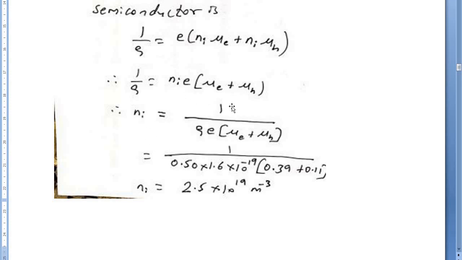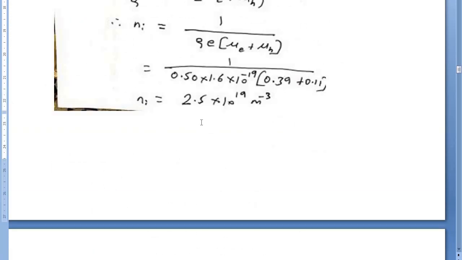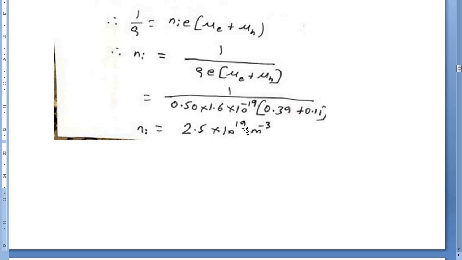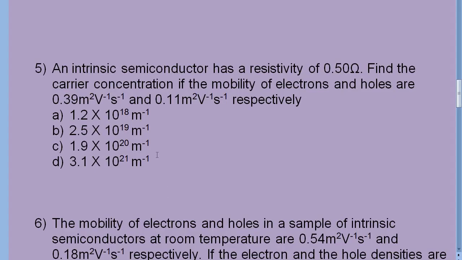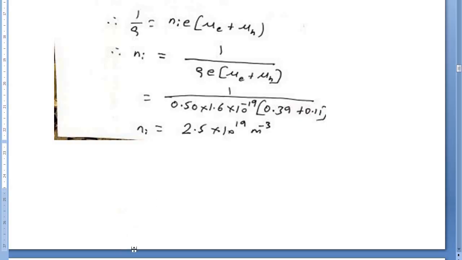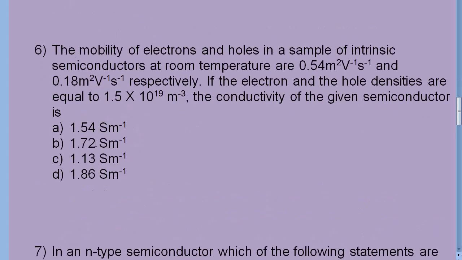So n_i is equal to, we just cross multiply, rho is given, e is 1.6 times 10 to the minus 19, and we substitute the values of mu_e and mu_h which are given. Finally we get 2.5 times 10 to the 19 per meter cube, or m to the power minus 3. So in this case we get the answer, and of course option B is the answer.